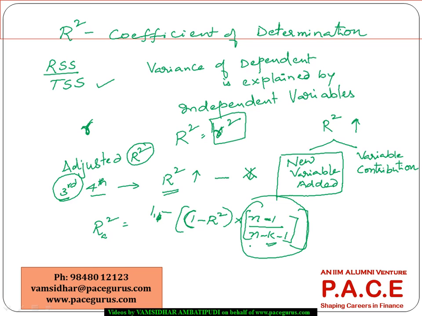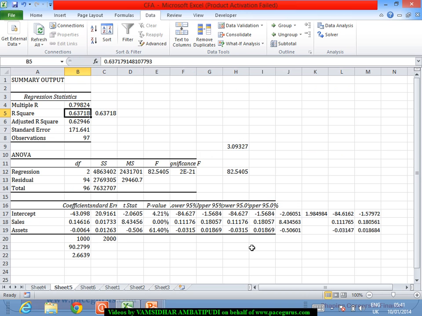So as more and more independent variables are added, there will be a significant difference between adjusted R squared and R squared. So in reality, don't look at R squared for our analysis. Better focus on adjusted R squared. So what is it that we said?